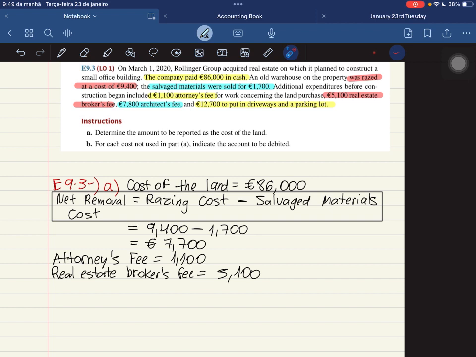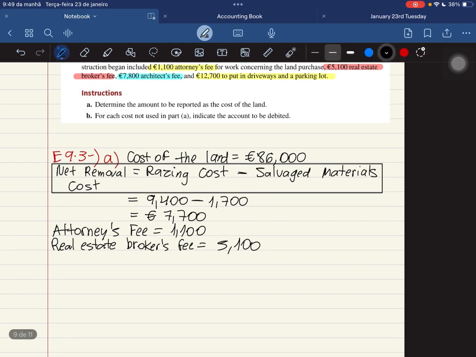And for the 12,700 to put driveways and a parking lot, well, both of these, they're land improvements, right? So we do not have to add them either. So our total cost of the land would be the sum of all these previous numbers. So let's see how much that is. That is 99,900 euros. That is your total cost of the land.